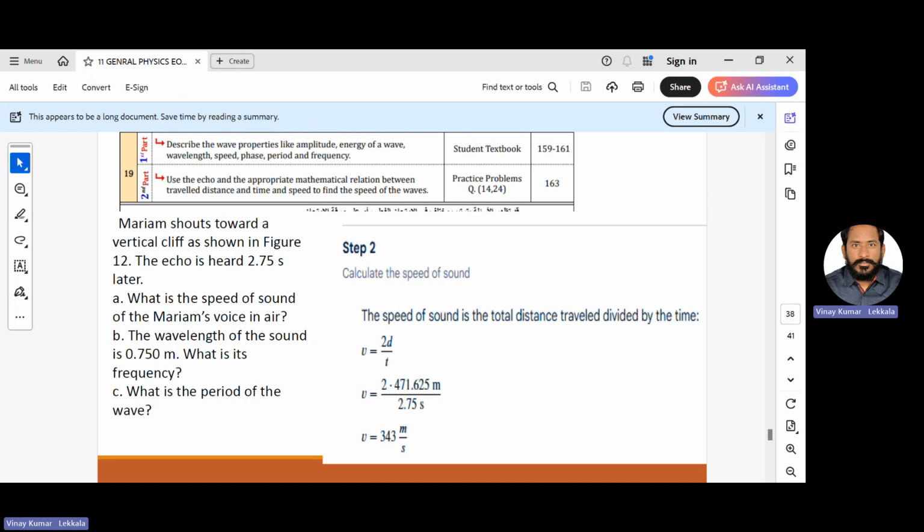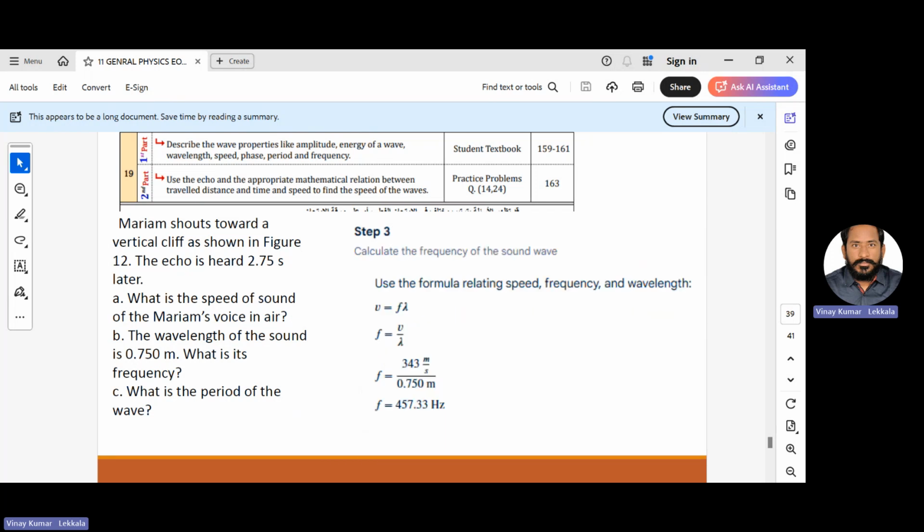And coming to the last, 19th question, this is a question which I discussed with you. Miriam shouts towards a vertical cliff as shown in figure 12. The echo is heard after 2.75 seconds. Time is given. Echo means the sound has traveled from Miriam towards the cliff as well as reflected back and bounced back to Miriam's ear. Okay, so the travel distance is 2 times here, not 1 time. Be careful. So you have to calculate the speed. The formula is v equals 2d by t, because the sound traveled 2 times.